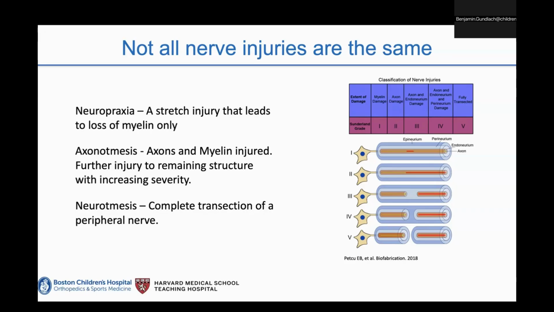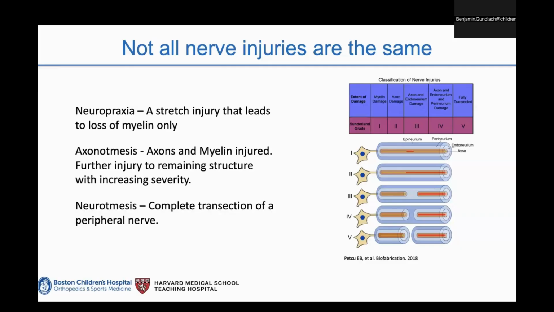Now, others like Sunderland sought to further classify peripheral nerve injuries, understanding that there were more structures being injured than just the myelin and axons and epineurium. And so these axonotmetic injuries were really broken into several different categories in grades 1, 2, 3, 4, and 5. And with each successive grade, we see an additional structure being injured, from myelin to the axon and endoneurium, and axon, endoneurium, and perineurium, and then ultimately a full transection.